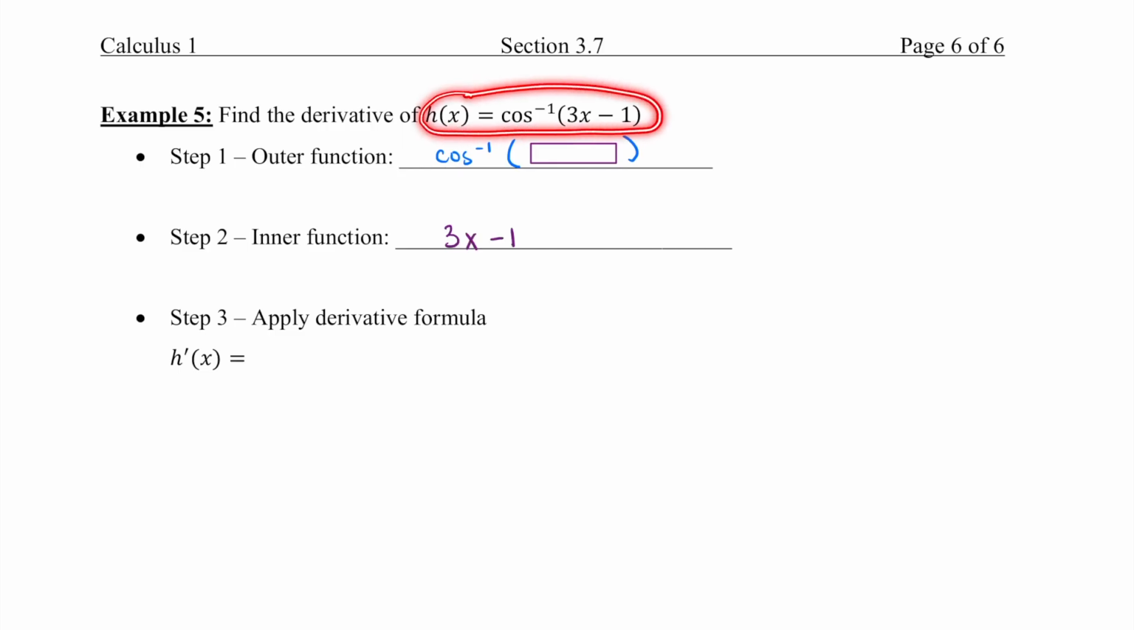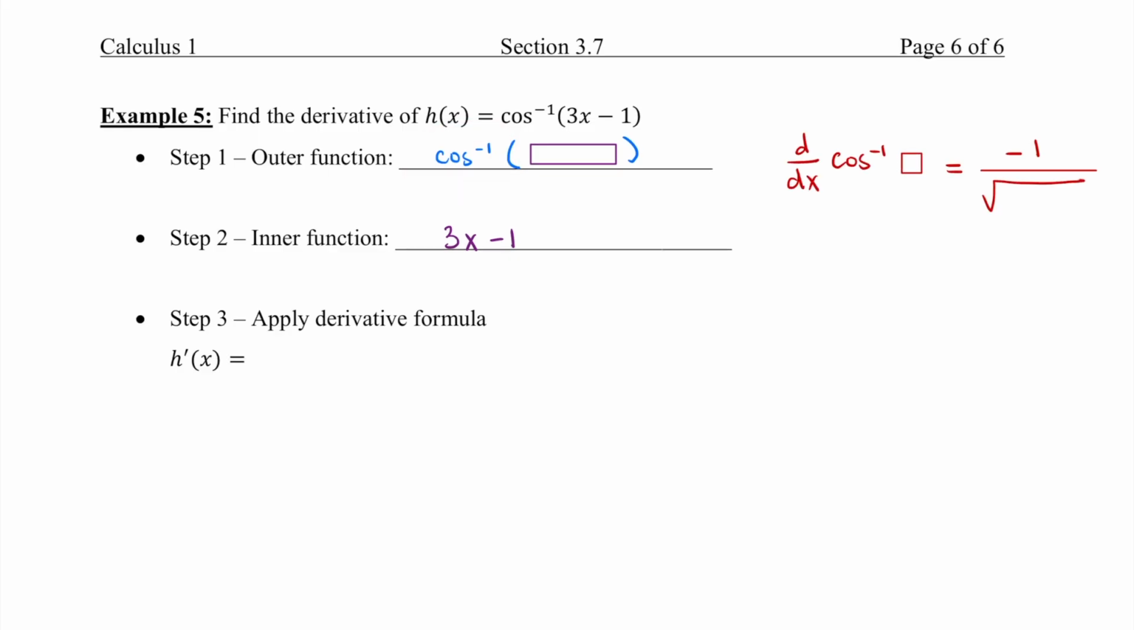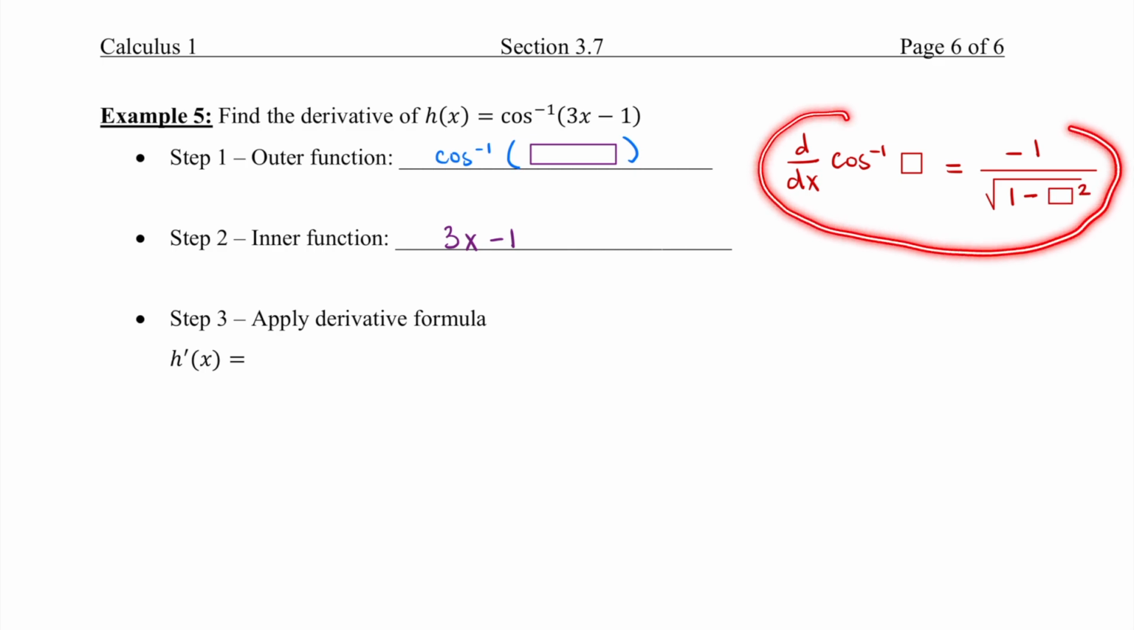This function h of x has two layers. That means we have to use the chain rule. To find h prime of x, we first need to take the derivative of the outer layer, which is the derivative of cosine inverse. From the formula that we had earlier, the derivative of cosine inverse of something equals -1 over the square root of 1 minus something square. This something is the inner function.